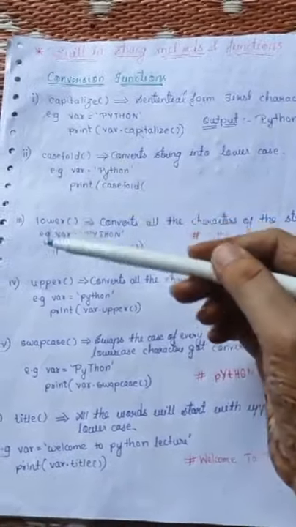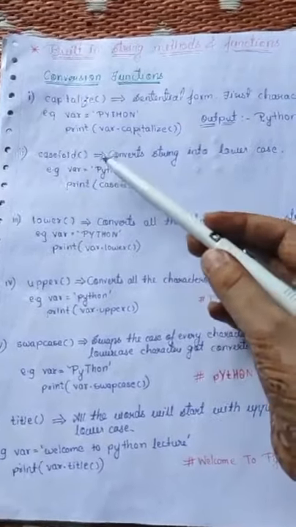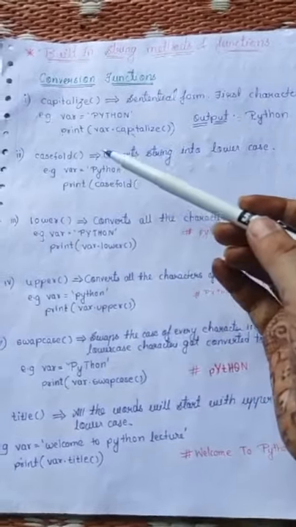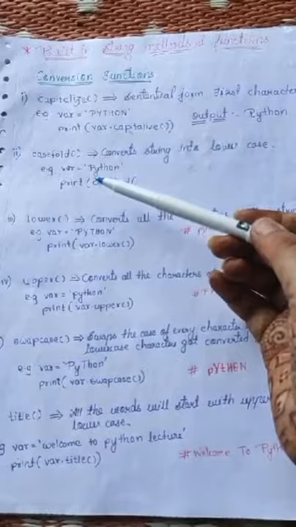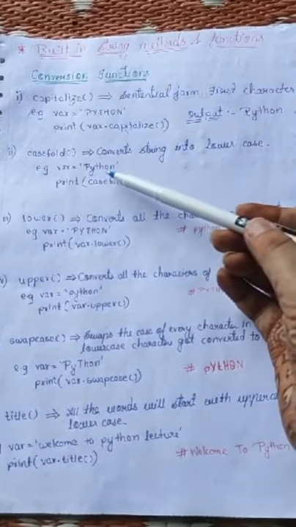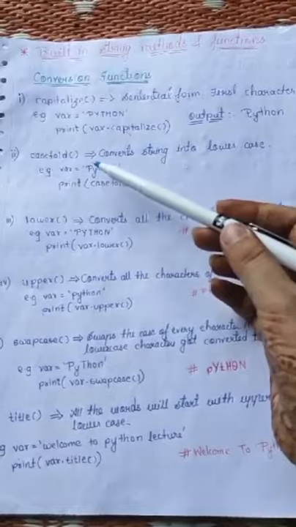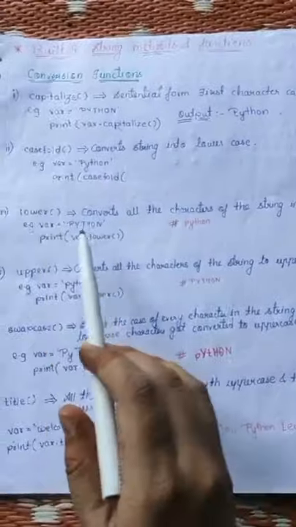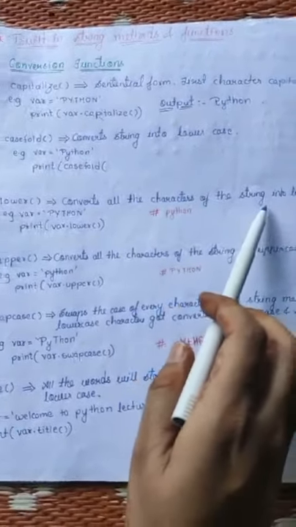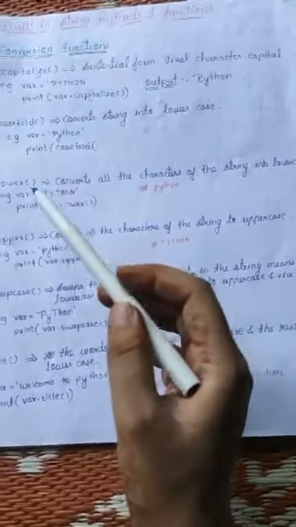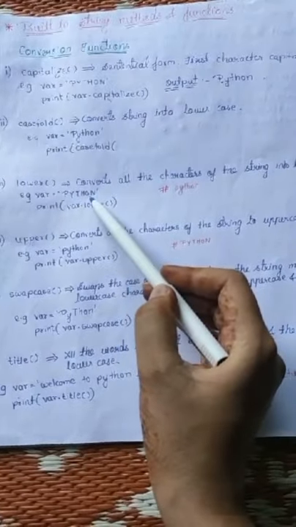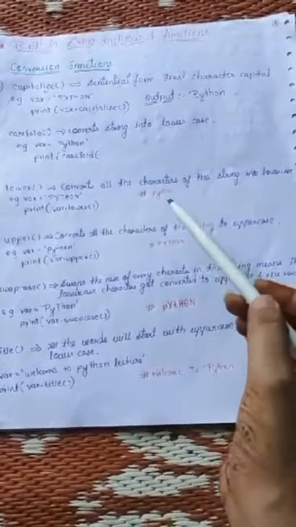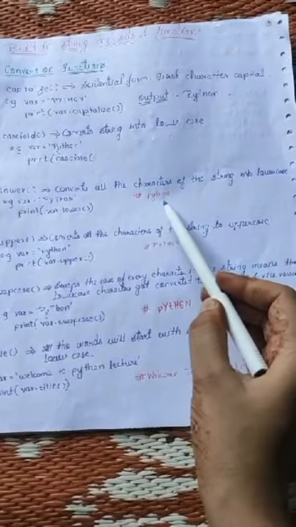Again we have lower, also one of the functions. So casefold and lower are nothing but one and the same. They are just going to convert any character, whether it is in capital or in lower case, into lower case. In the same way we have the lower function, which converts all the characters of a string into lower case. Here I have declared the string in upper case. When I give the command print var.lower, it is going to give me everything in small case.